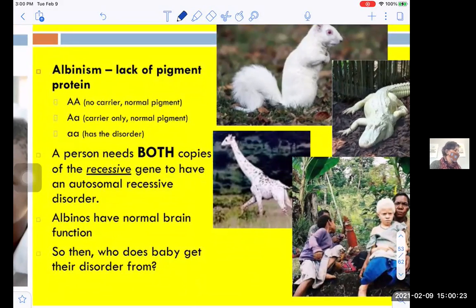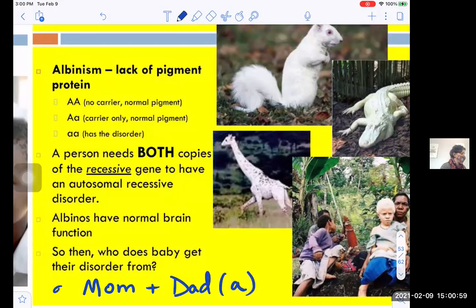And just a little side note is albinos have normal brain function, like they don't have any kind of learning disabilities. Their biggest struggles are with sunlight. So they can get sunburned really easily and their eyes can be really sensitive to light and sometimes their eyes don't develop. So they have vision problems as well. But otherwise they're normal in every other sense. So if a baby gets the disorder, they got it from both their mom and their dad because they have to get a recessive allele from dad and a recessive from mom.